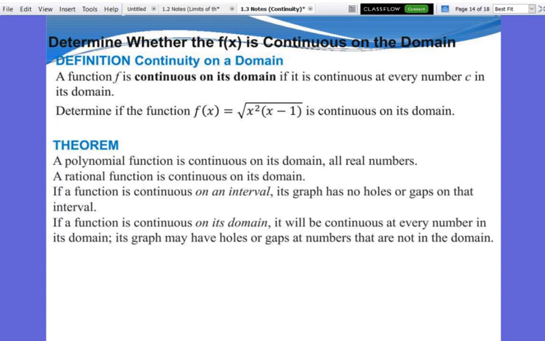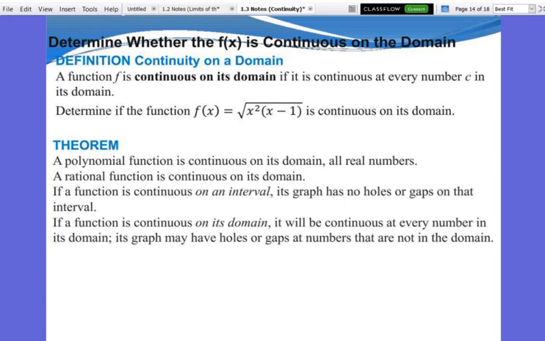Definition: a function is continuous on its domain if it is continuous at every number c in the domain. All right, theorem to go along with it. A polynomial function is continuous on its domain, all real numbers. A rational function is continuous on its domain. If a function is continuous on an interval, its graph has no holes or gaps on that interval. If a function is continuous on its domain, it will be continuous at every number in its domain. Its graph may have holes or gaps at numbers that are not in the domain.